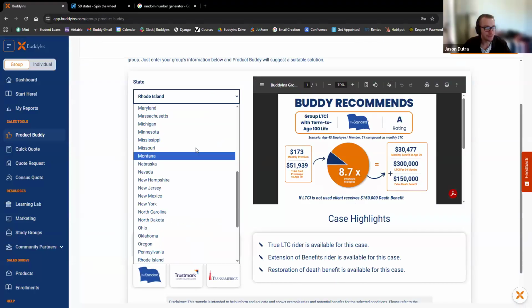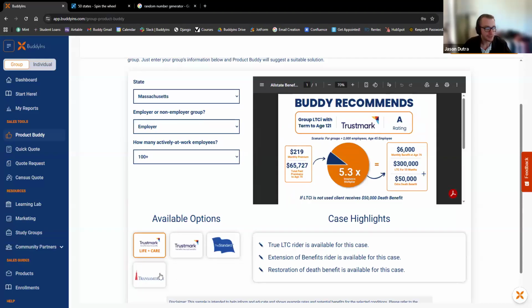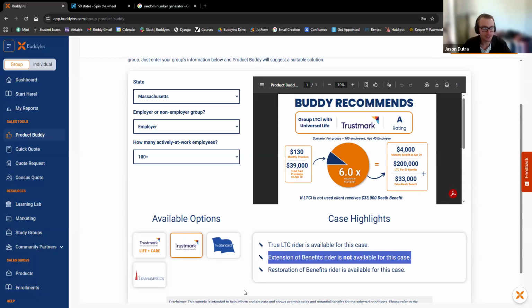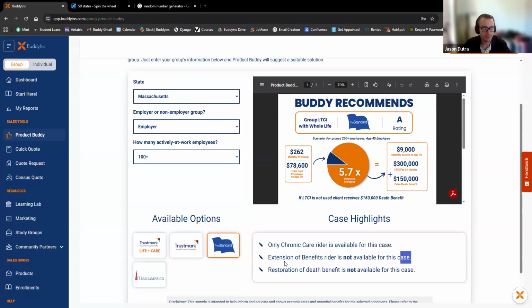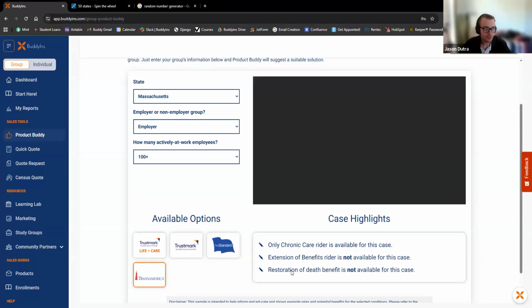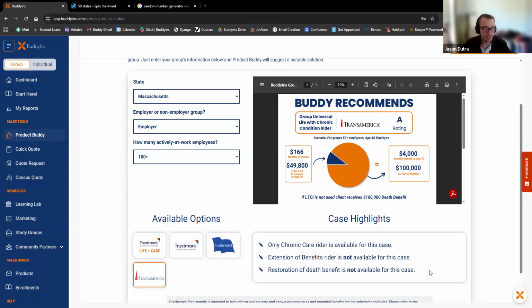But I will show you. Rhode Island, we had everything available. Massachusetts, we run into a case of less options. And for those of you who weren't on the first call, this will be a good exercise because I'm working my way through the case highlights and I see extension of benefits is not available for Trustmark ULE. Extension and restoration not available for the standard, right? Extension and restoration not available for Transamerica. So we can run into some states that are really tough.